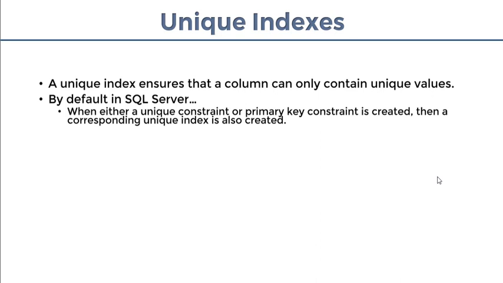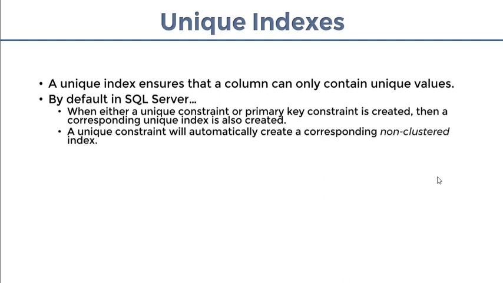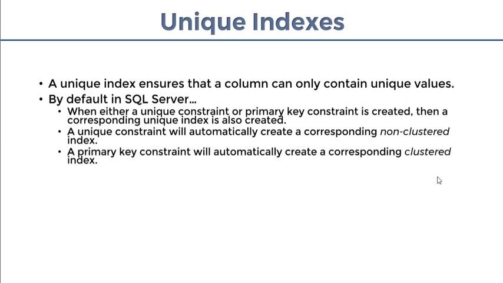By default in SQL Server, when either a unique constraint or primary key constraint is created, then a corresponding unique index is also created. So like a primary key constraint, if a unique constraint is there in the table, a corresponding unique index is also created automatically. A unique constraint will automatically create a corresponding non-clustered index.